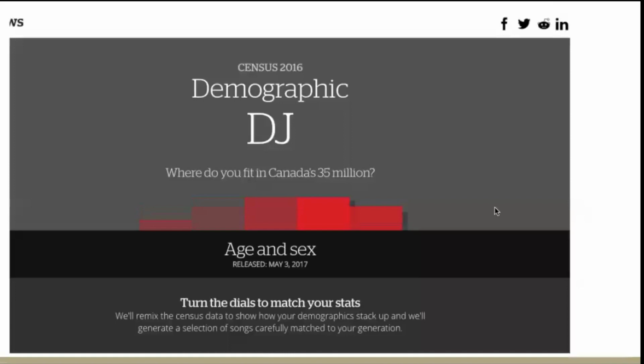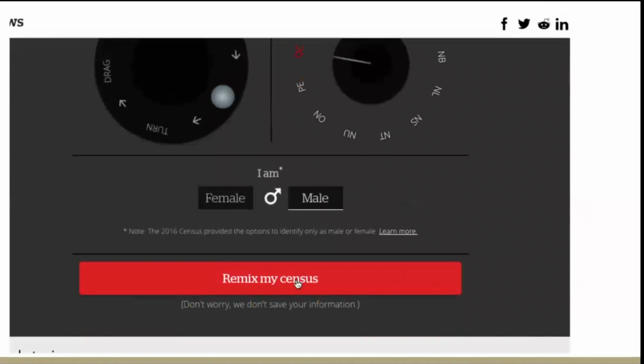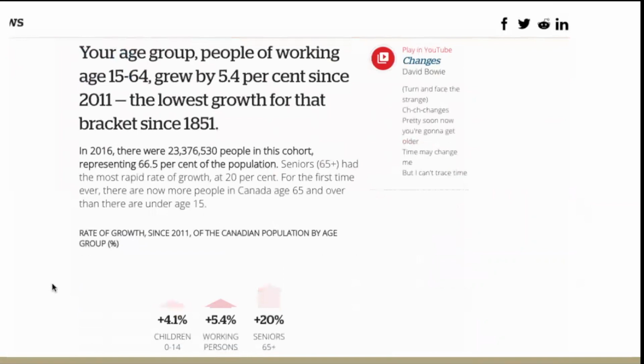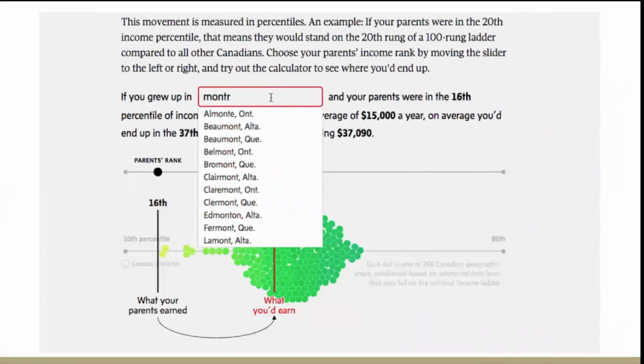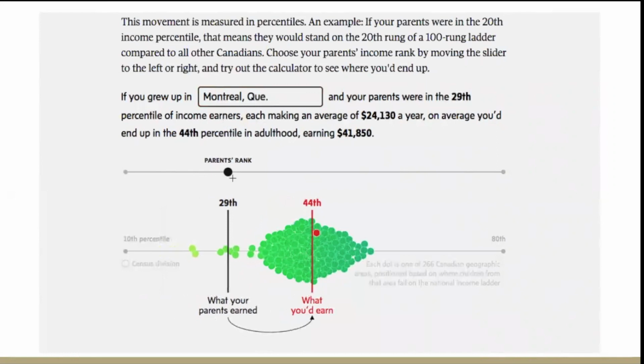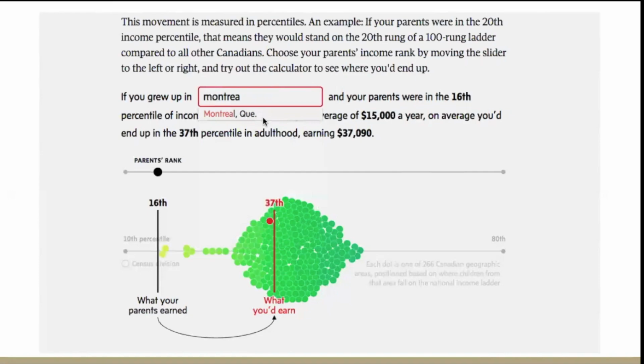Here's one that we did at the CBC. Actually, William Wolf Wiley, who was supposed to join us but wasn't able to today, unfortunately, did this really nice census explorer where you tell a little bit about yourself in the beginning, and then it gives you a personalized report about how you fit within the Canadian population according to the census. The Globe and Mail did a fantastic one where you punch in your city and your parents' income rank, and it tells you the likelihood of you ending up at a higher or lower income rank than your parents.